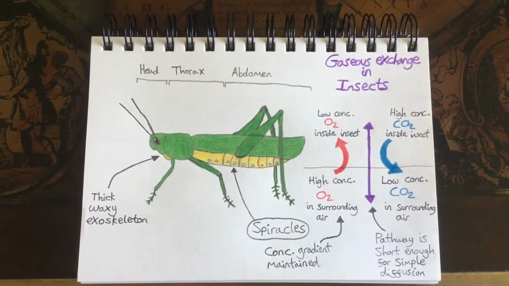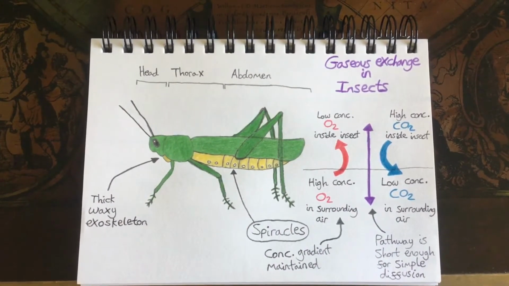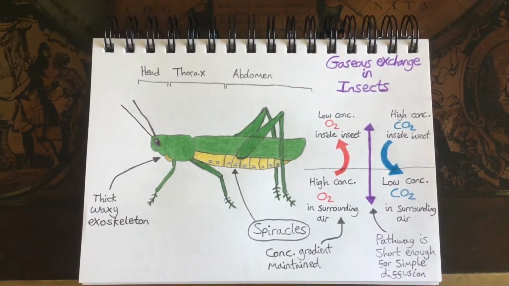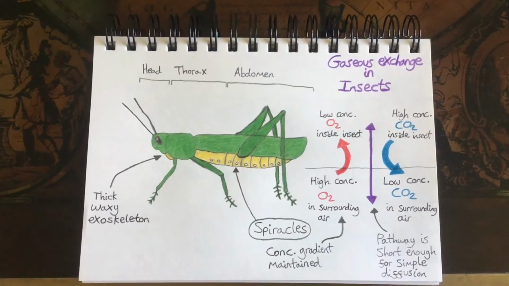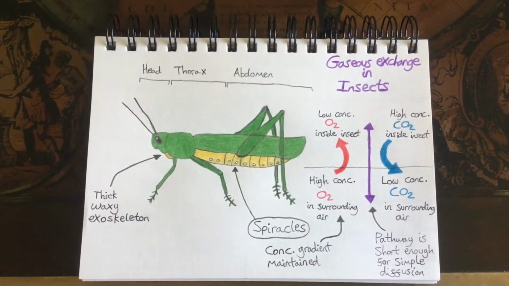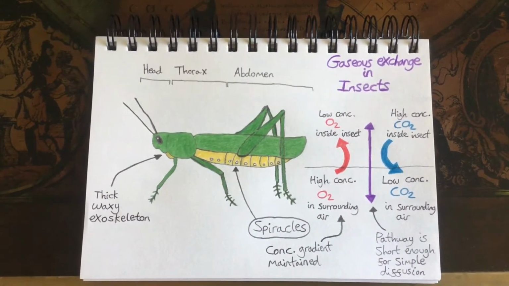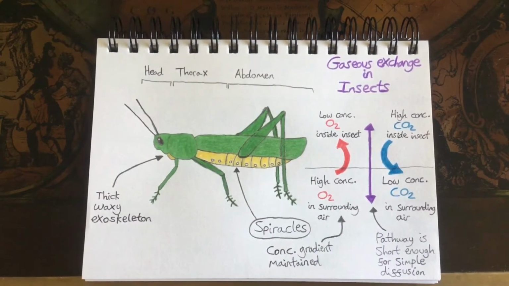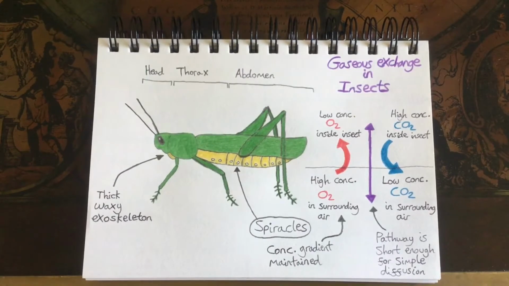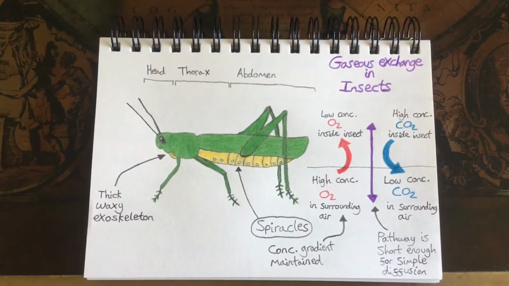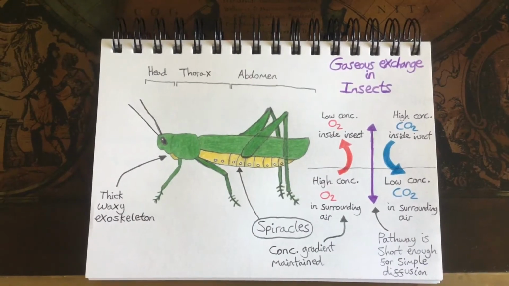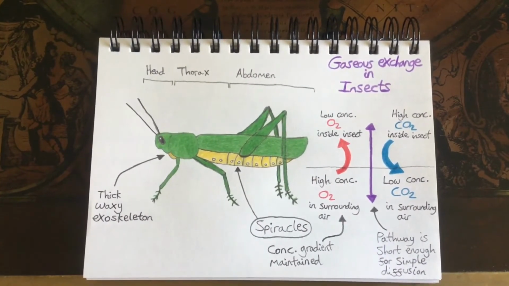So there will be a higher concentration of CO2 inside the insect because it's a byproduct or a waste product that's made from respiration. And compared to that, there'll be a lower concentration of CO2 in the surrounding air outside of the insect. So CO2 will diffuse from the high concentration inside the insect to the low concentration outside of the insect by simple diffusion.